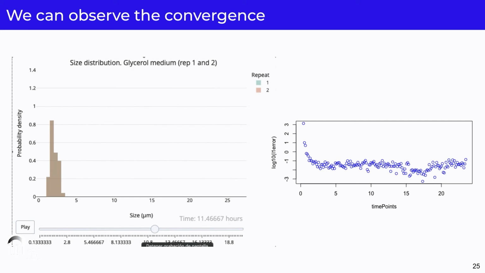What was observed also in numerical simulation in the right panel. So you have the difference between the current distribution and the mean distribution, and we observe that we tend to converge, and then we fluctuate around this mean distribution.